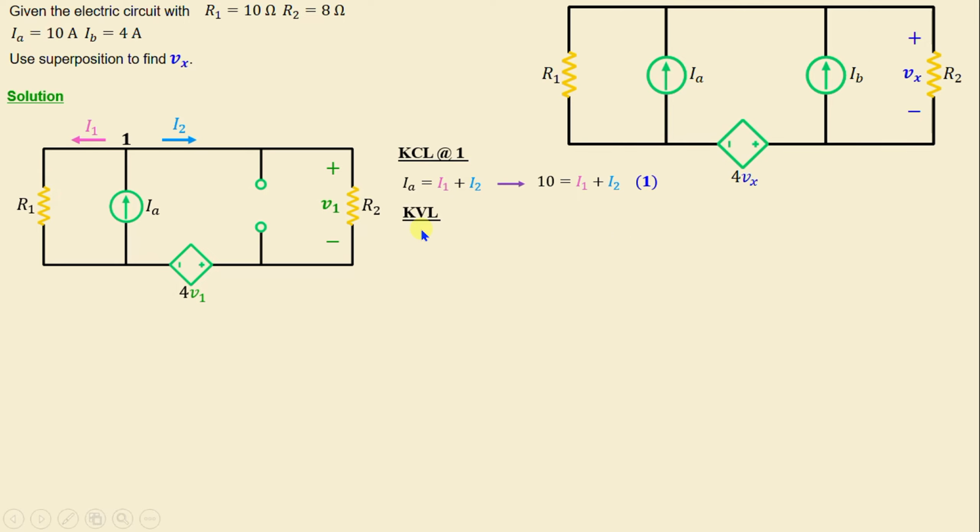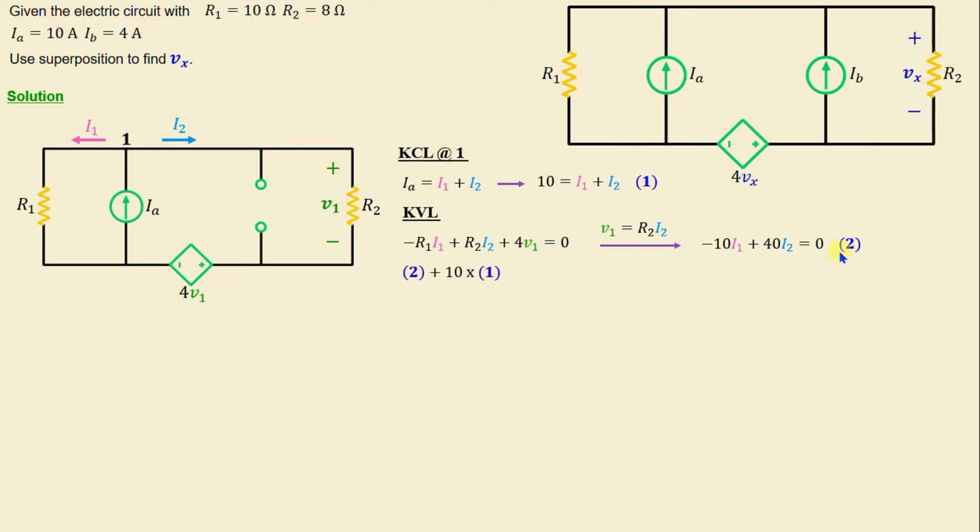Let's move on now. By applying Kirchhoff's voltage law in the outside loop, we can write negative R1 I1 plus R2 I2 plus 4V1 is equal to 0. And according to Ohm's law, V1 is equal to R2 I2. If we replace V1 with R2 I2 and replace the resistors with their numerical values, we obtain negative 10 I1 plus 40 I2 is equal to 0.